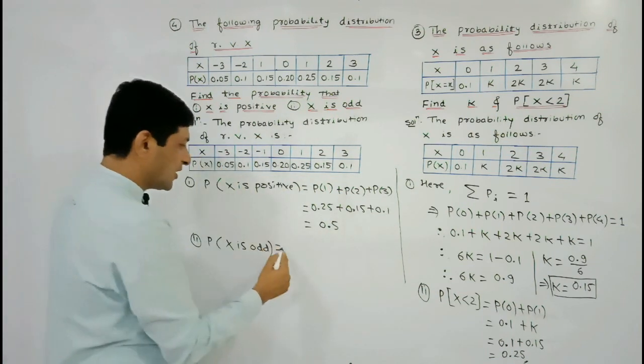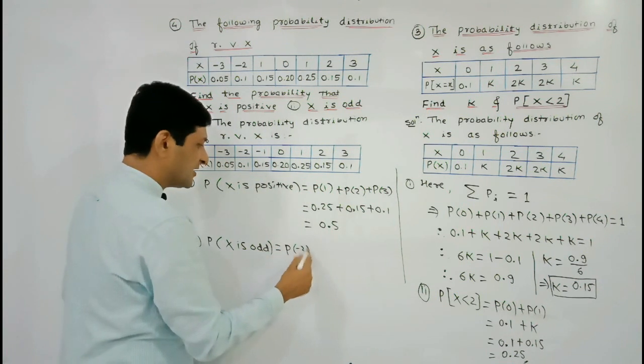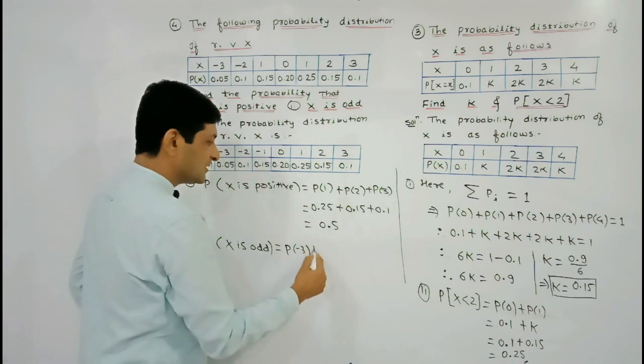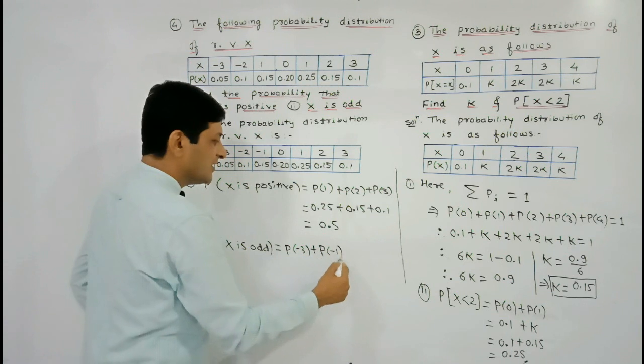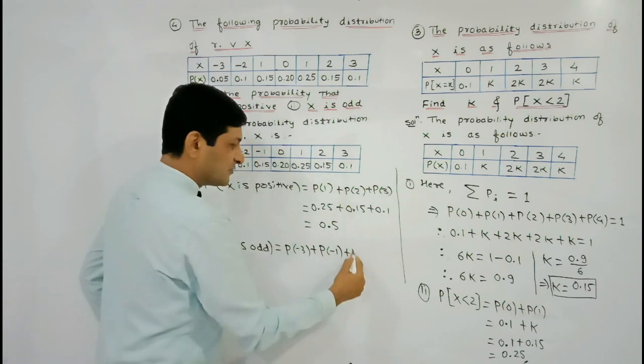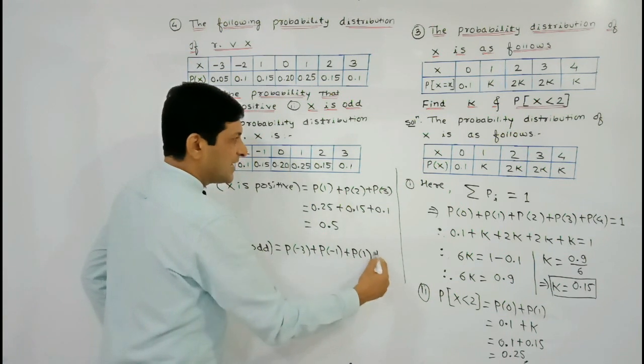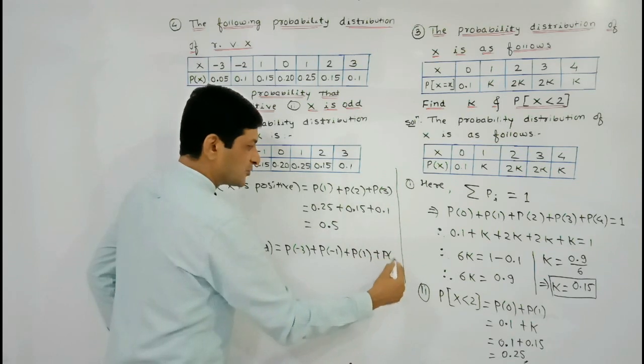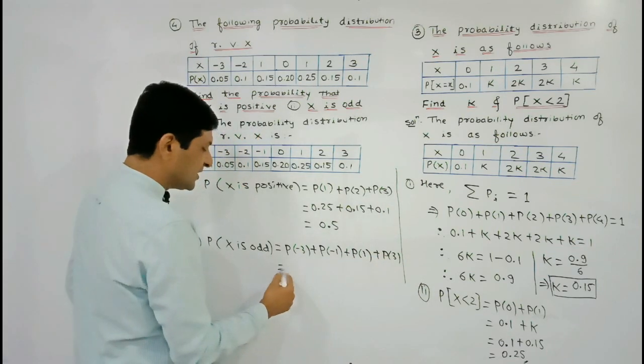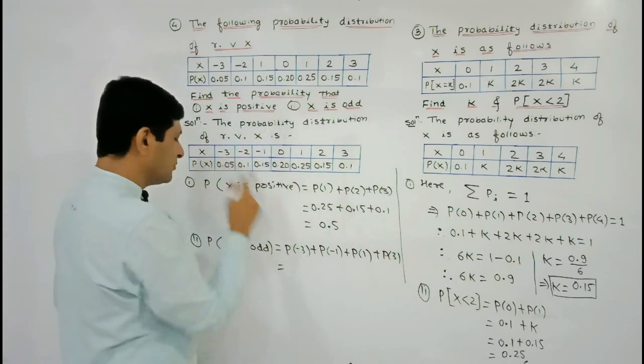So here x is odd means p of, that's why we are taking here p of minus 3. Then take p of minus 1. Plus, then here we will get 1 is also an odd number, and lastly 3 is also an odd number. So plus p of 3, which is equal to, p of minus 3 will be equal to what?